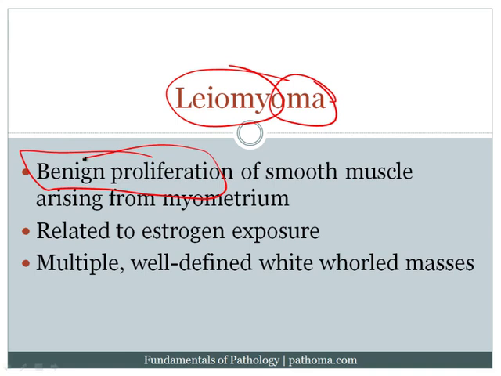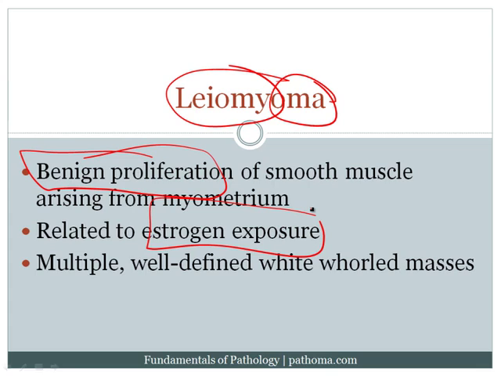Usually arises from the myometrium related to estrogen. That's important. It tends to occur in premenopausal women, hence because it's related to estrogen and they have estrogen floating around in their blood. Another important point to note is that it's often multiple. So usually you'll find multiple masses within the uterine wall. They enlarge during pregnancy.